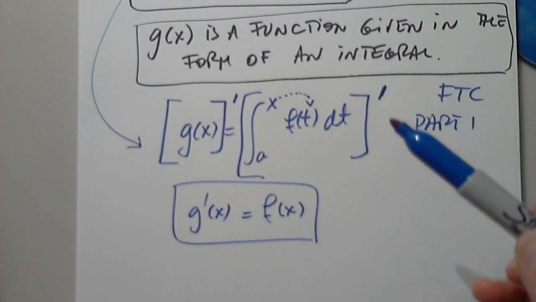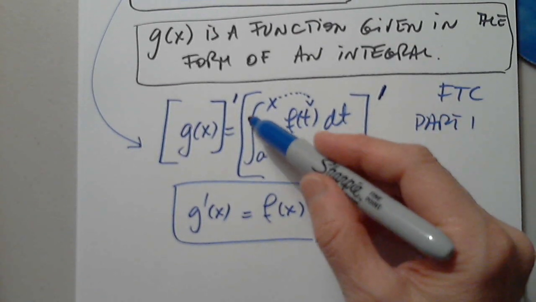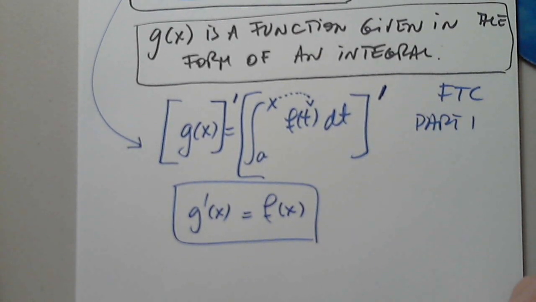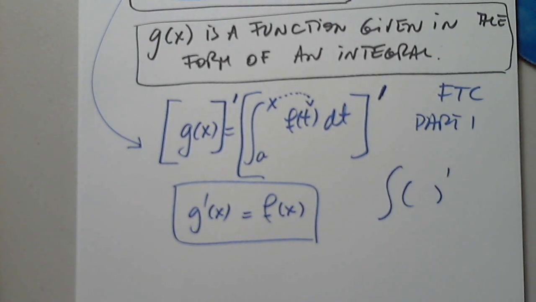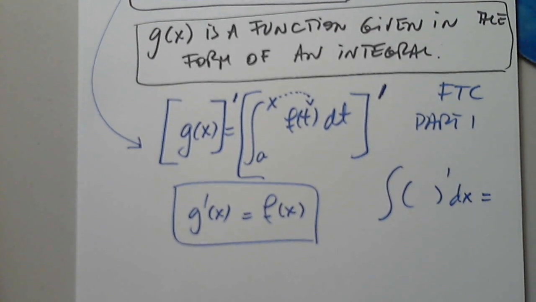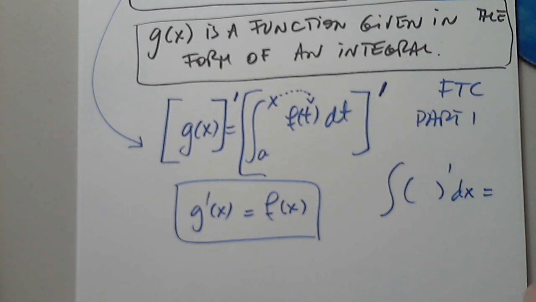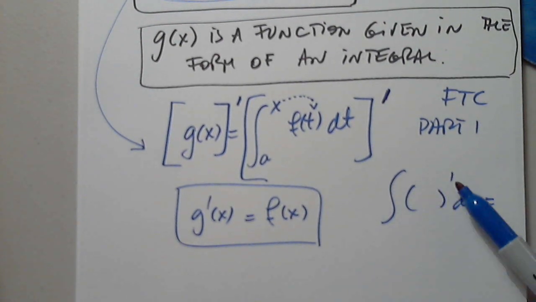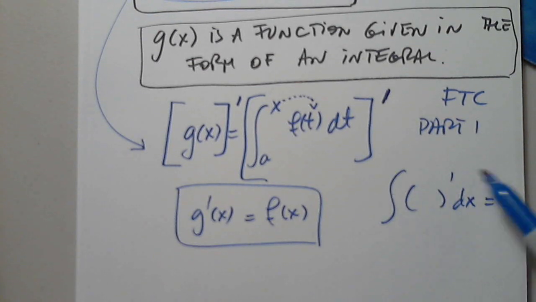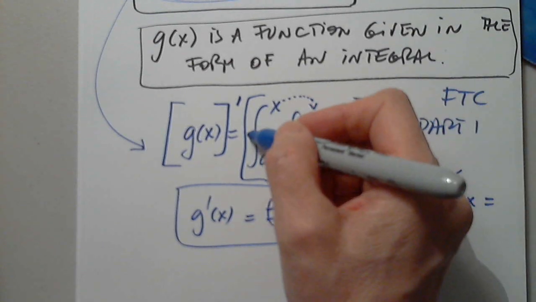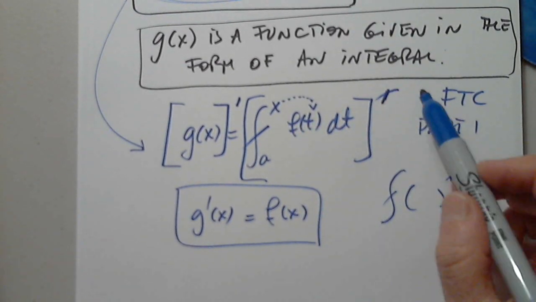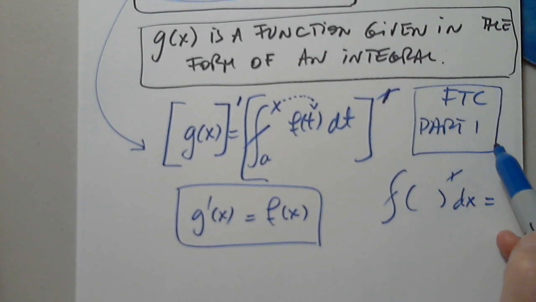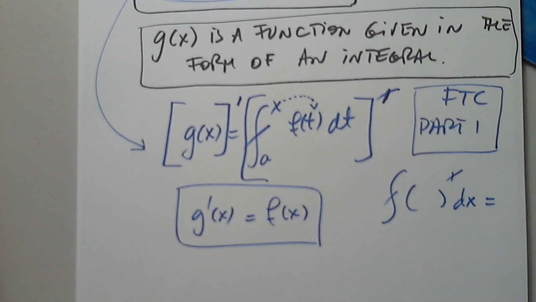Why? Because when you differentiate an integral, you get the function. When you integrate a derivative, you get the function. So when you integrate a derivative, these two operations cancel each other. When you differentiate an integral, these two operations cancel each other, because differentiation and integration are inverse operations.